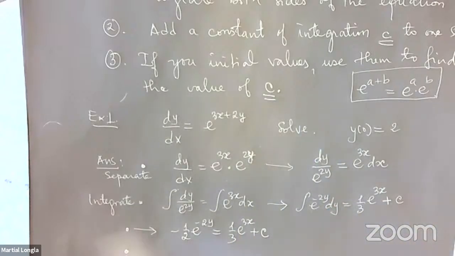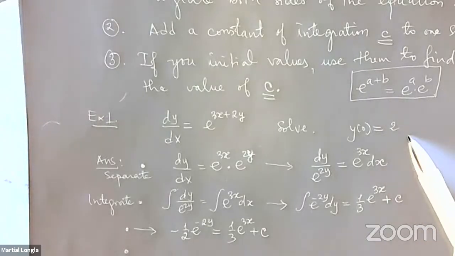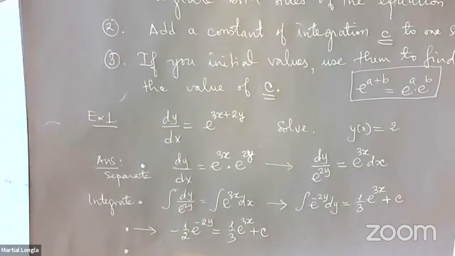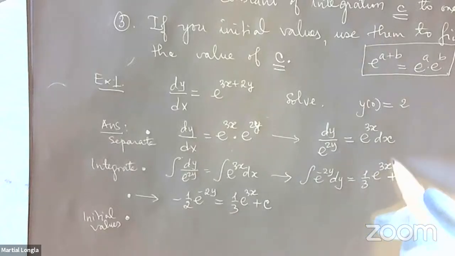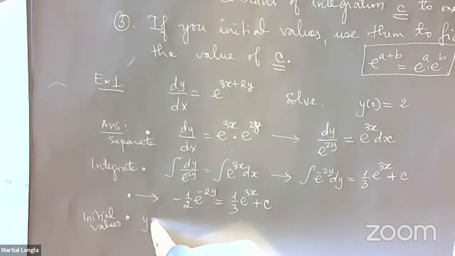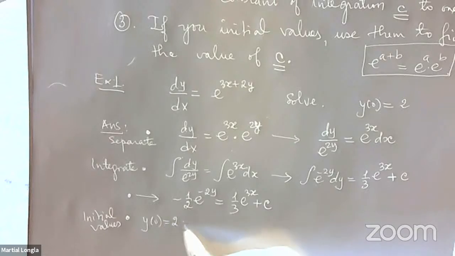Do I have initial values in this problem? Yes, it says y of 0 equals 2, right? So you got to use that. So you're going to use that fact here. Initial values, we're going to use them. So y of 0 equals 2. So that's what it says. y of 0 equals 2, which means plug in 0 for x, plug in 2 for y, and get C.